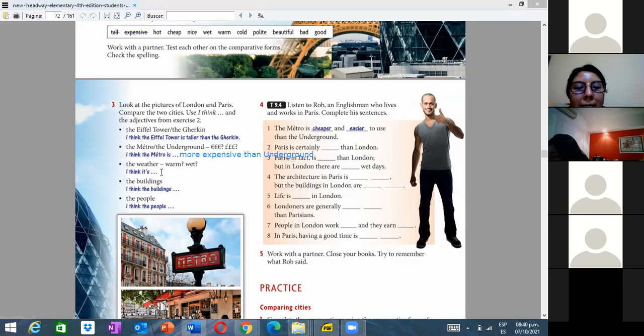1. The Eiffel Tower is taller than the Gherkin.